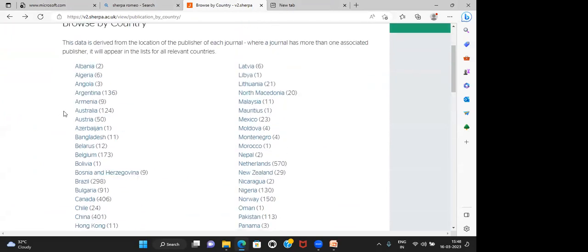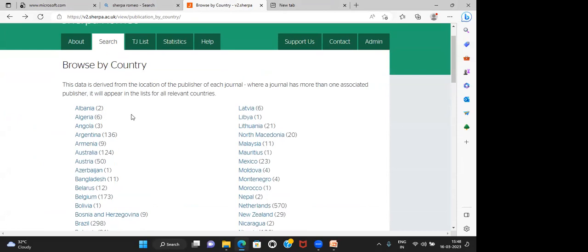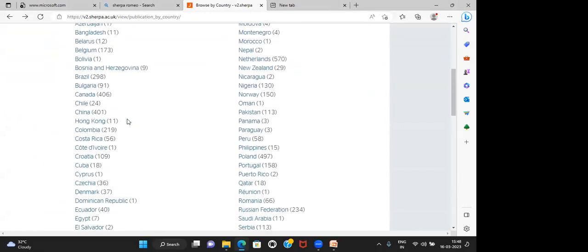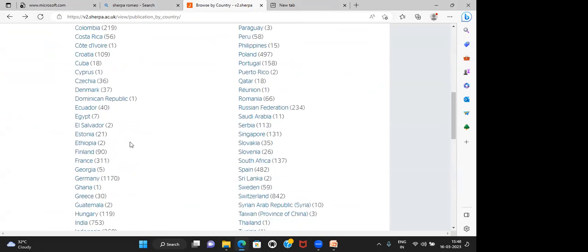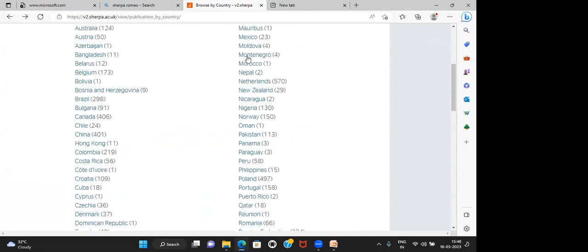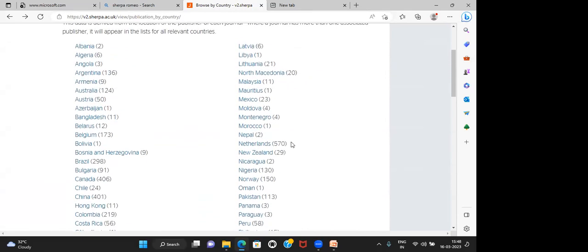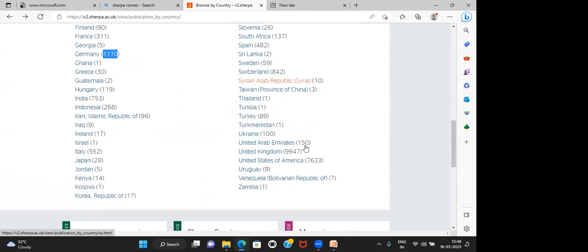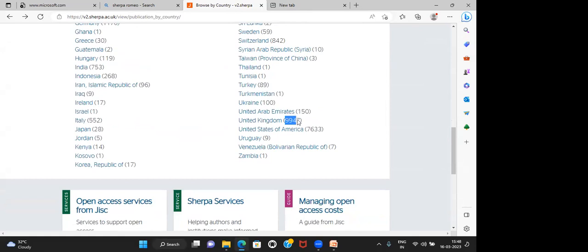Now, which country has the maximum contribution in this database? Here you see that India has 753 publications, Germany has 1170, and let me check the country. UK. Yes, UK is followed by USA. Yes, UK has the maximum number of publications, that is 9,947, followed by the United States of America, 7,633. So this is the scenario.